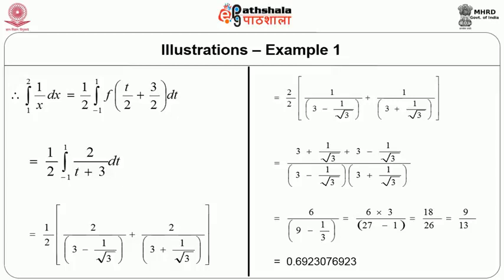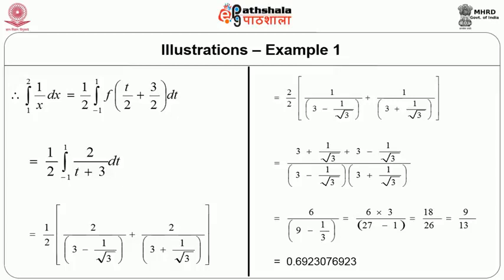Let us apply our Gauss quadrature formula. So, it is 1 by 2, the value of 2 by t plus 3 at minus 1 by root 3, which is 2 upon 3 minus 1 by root 3, and at 1 by root 3, which is 2 upon 3 plus 1 by root 3. Usually it would be evaluated if we are using a computer program. Here we can simplify manually.